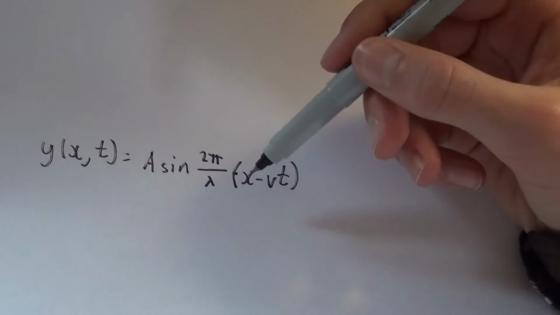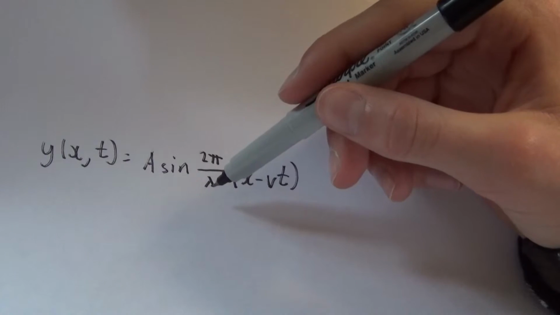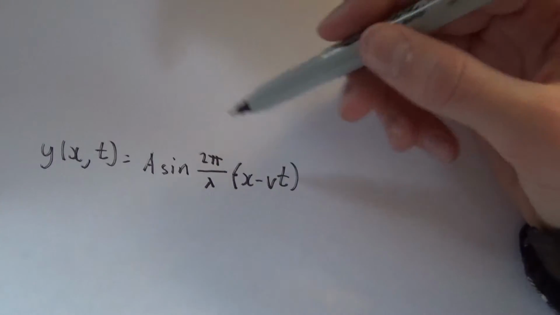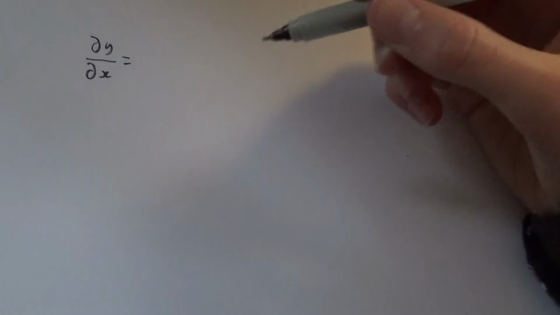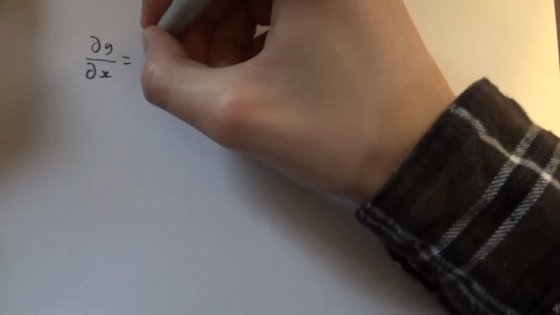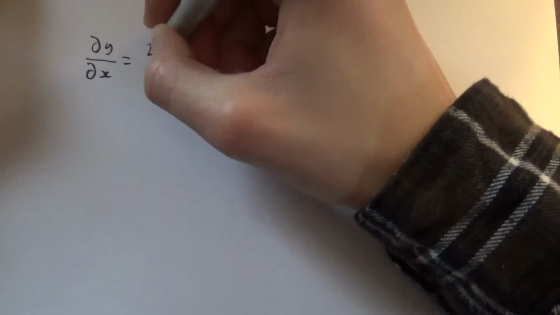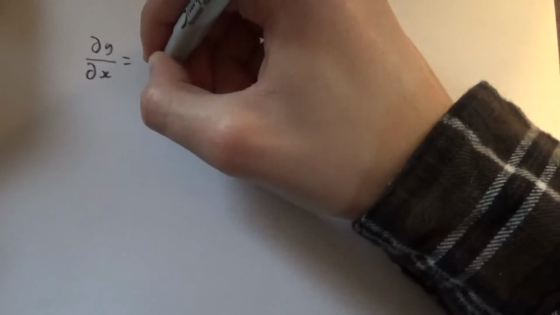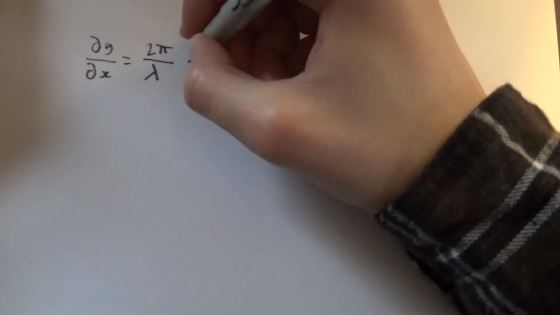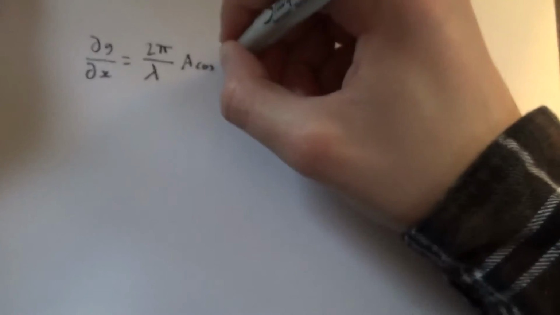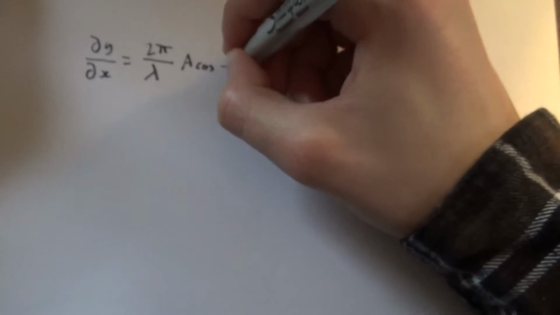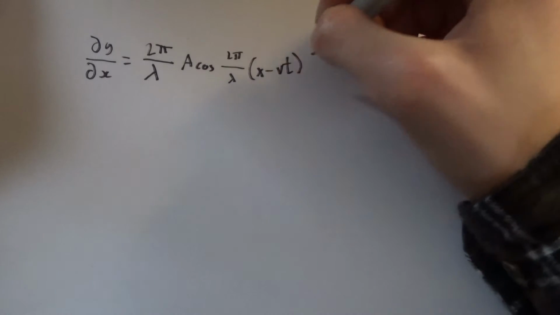So what do we have here? X has the coefficient 2 pi over lambda. And we know that if we take a derivative of a sine function, we get a cosine function. So here's what we do. The partial derivative is 2 pi over lambda multiplied by a cosine 2 pi over lambda x minus vt.